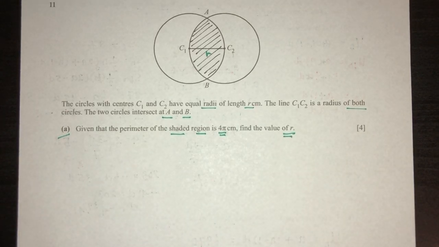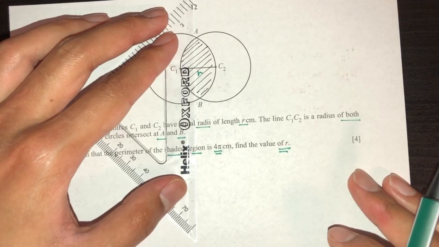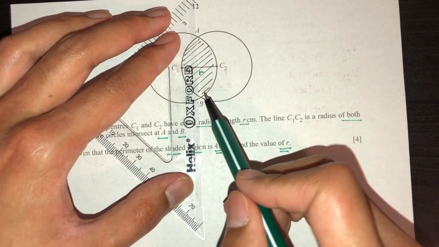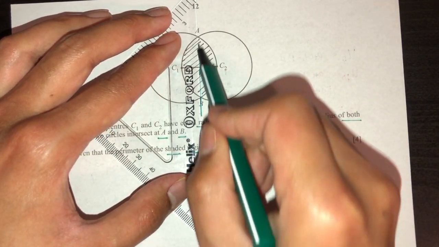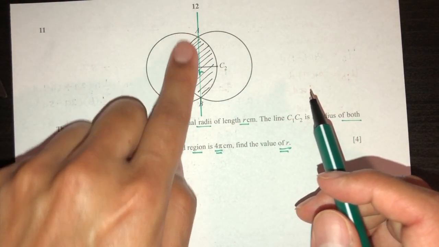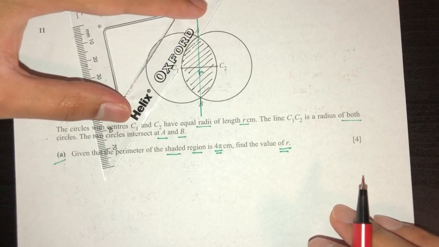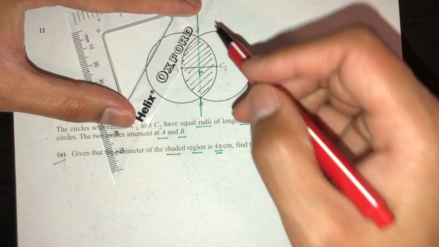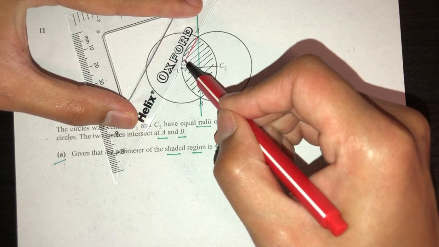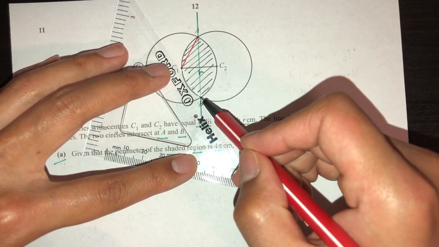So let's see how you can find the perimeter of that region. If you observe, one thing you can do is draw a line right in between A and B to have an idea of what to do. Okay, so we have this. Now for example, let's look at this side separately. Let's do something else as well. We can also connect the point C1 to A and connect the point C1 to B.